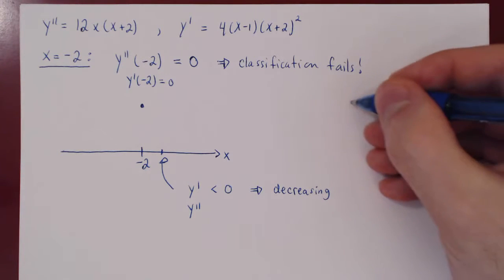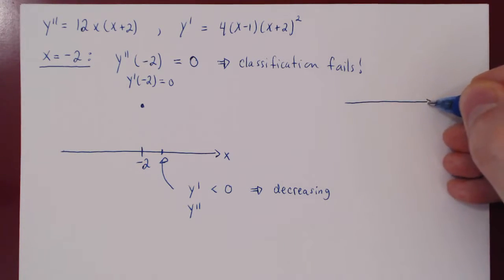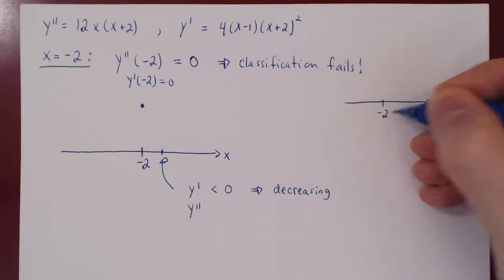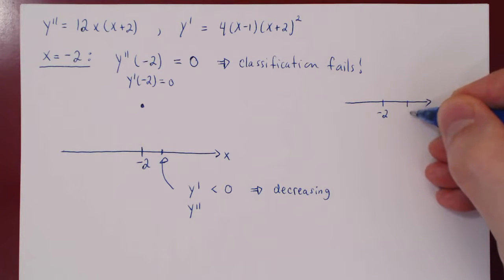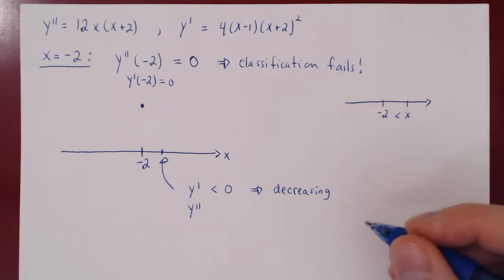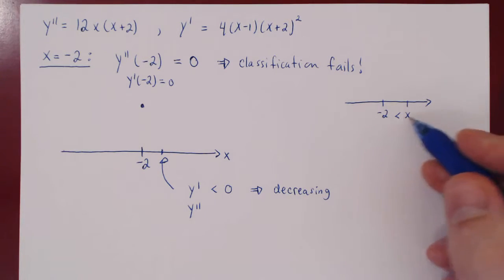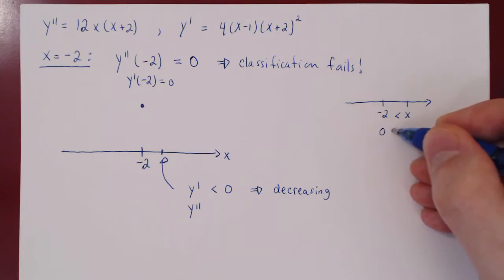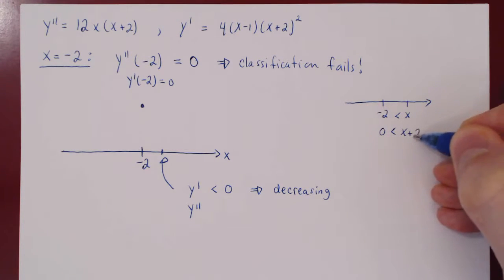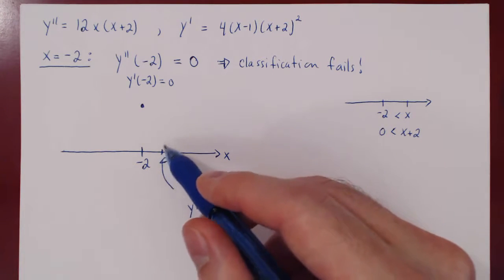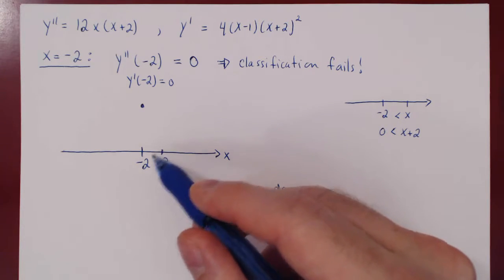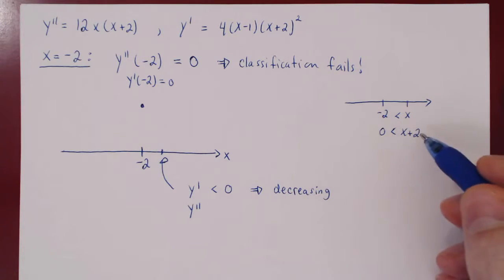Let's do it here. You say this is negative 2. We are taking a value of x that is to the right of negative 2. So x is a little bigger than negative 2. Add 2 on both sides, therefore 0 is less than x plus 2. So x plus 2 is positive. So to the right of negative 2, x plus 2 is positive.